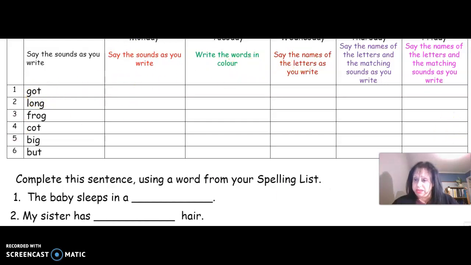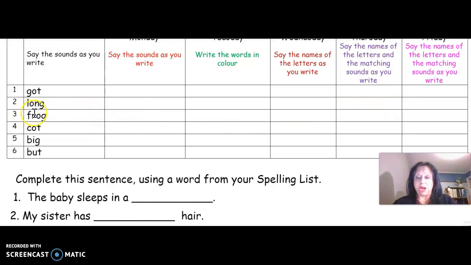And then on Thursday, you say the names of the letters and the matching sounds as you write. This is very important because it means you're going to make connections between the letter and the sound. So here you will say this word, got. Then you will say G, G, O, O, T, T, got. You say it again at the end. And you do it again on Friday because it is important.